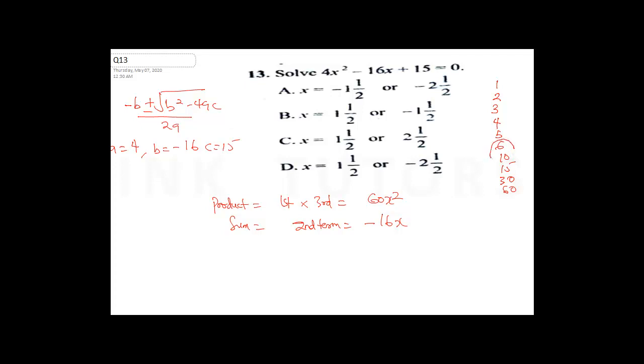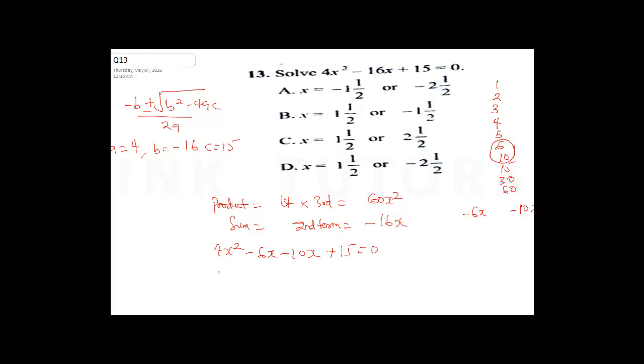Now, looking at these numbers, which numbers, when I multiply them, give me 60, and when I sum them, give me 16? I think I'm going to take 6 and 10. I need to balance the sign, so it's going to be minus 6x and minus 10x. Now, check it. Minus 6x plus minus 10x gives us minus 16x. Minus 6x times minus 10x gives me 60x squared. So that's the correct one. So we're going to do 4x squared minus 6x minus 10x plus 15 is equal to 0.